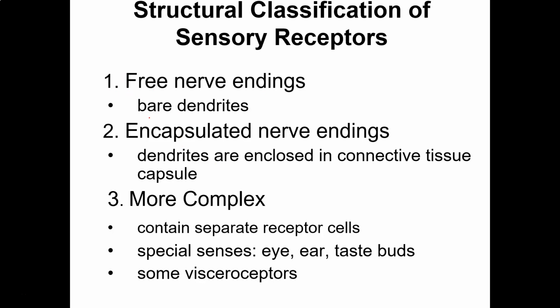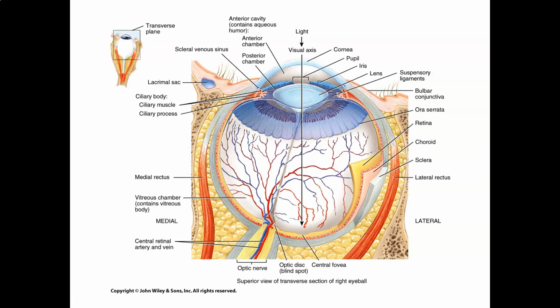The free nerve endings, in other words, just the dendrites without anything around them. The encapsulated dendrites is the second. And then the third type, based on structure, is far more complex, where there are going to be additional cells associated with the receptor. So, for example, here's one of the most complicated sensory receptors.